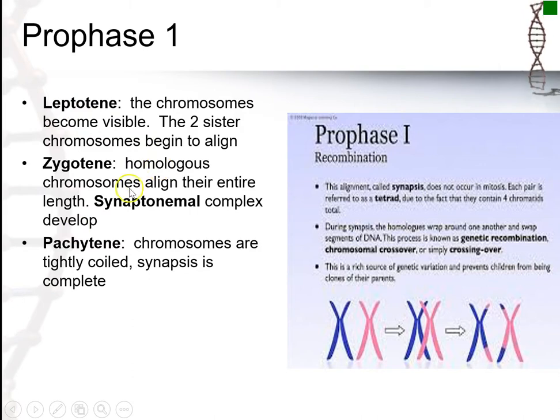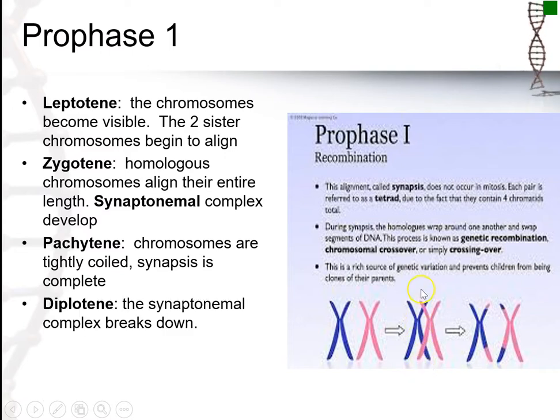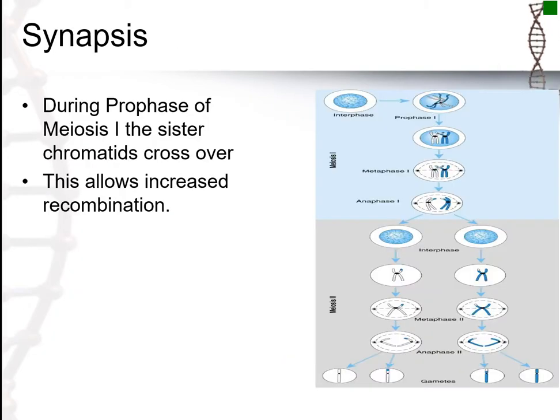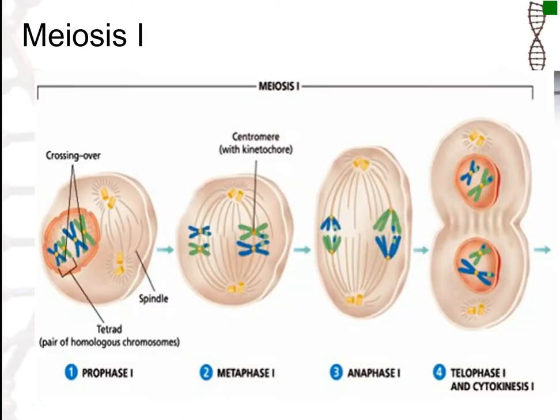Zygotene, homologous chromosomes align, and we have the synaptonemal complex. And this is when there's additional crossing over between the maternal and paternal copies of the gene. Pachytene is when they're tightly coiled, and then diplotene is when this process breaks down. Diakinesis is when the chromosomes reach their maximum condensation. So as I said, synapsis only occurs during meiosis 1, and it allows increased recombination between the maternal and the paternal copies of those chromosomes.